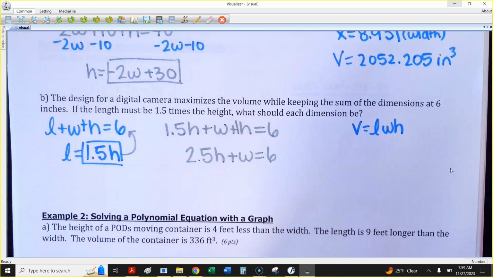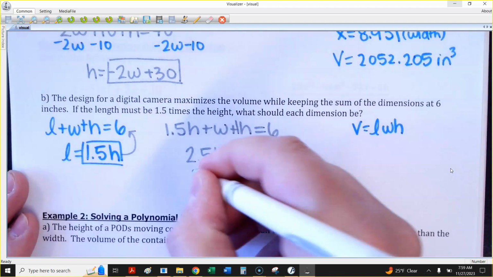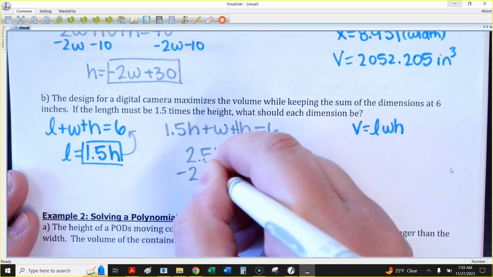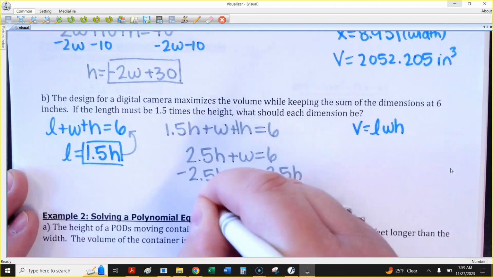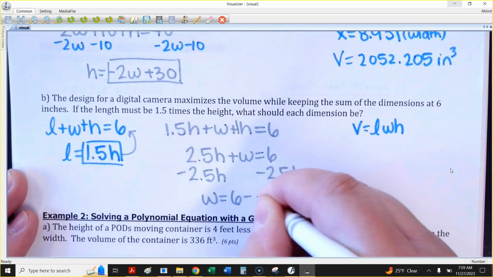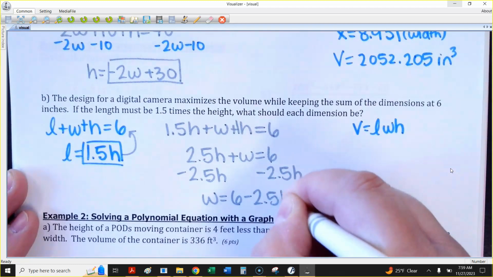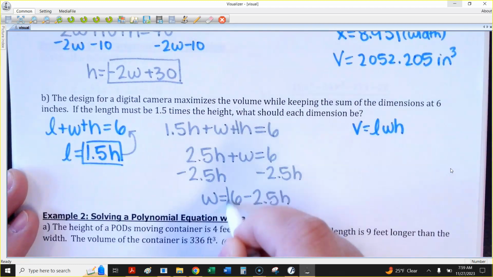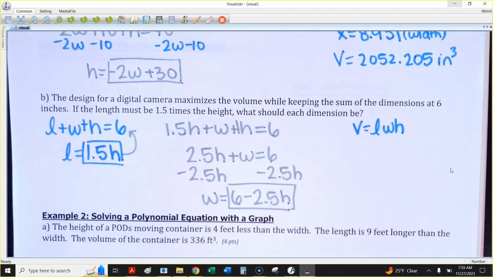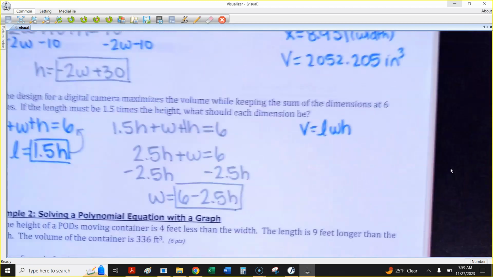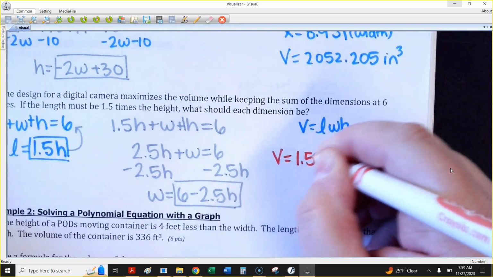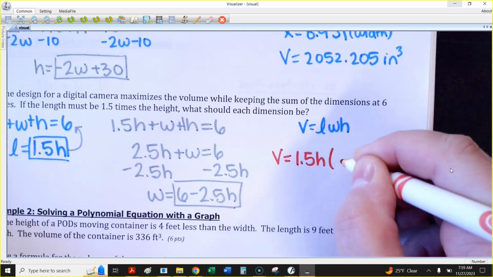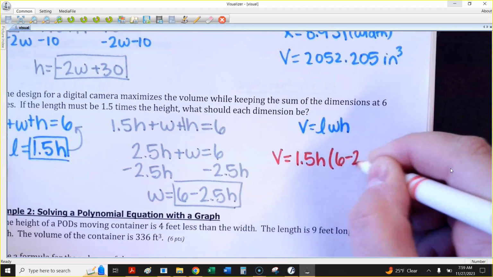Now, super easy, I'm just going to get the width by itself. I'm trying to write it in terms of the height. So to do that, I'm going to subtract 2.5 times the height. So it'd just be 6 minus 2.5h. And again, when you put this, I'm just going to leave it in a factored form kind of a thing. So for the volume, for the length, I'm just going to put 1.5 times the height. And for the width, I'm going to put 6 minus 2.5 times the height.